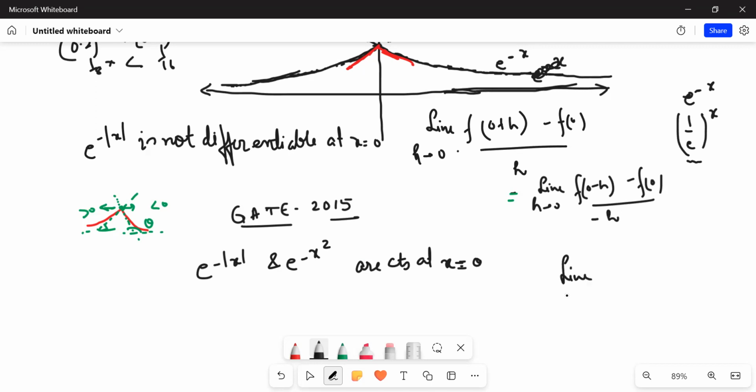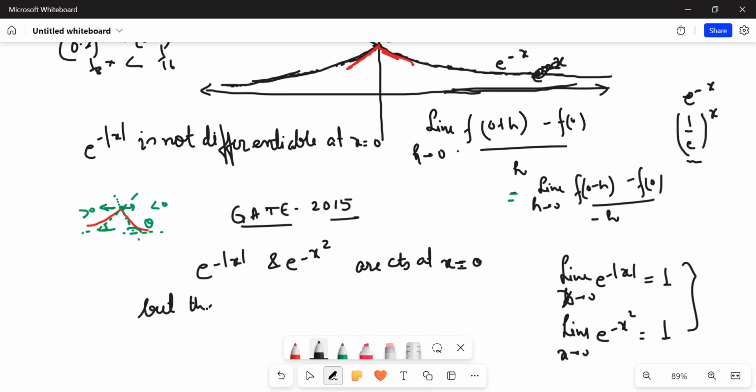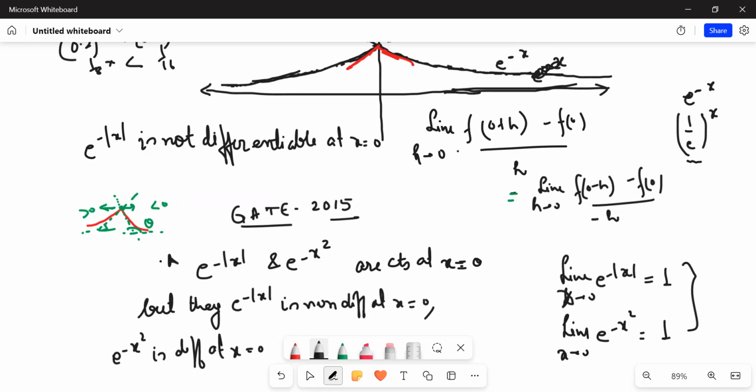See, whether you take limit h tends to 0 of e raised to the power minus modulus of x, you are going to get one only. And limit x tends to 0 of e raised to the power minus x square, whether the right hand limit or left hand limit, they're going to come one. But the derivatives are not the same. Both are continuous at x equal to 0, but e raised to the power minus modulus of x is non-differentiable at x equal to 0. However, e raised to the power minus x square is differentiable at x equal to 0. I hope it is clear.